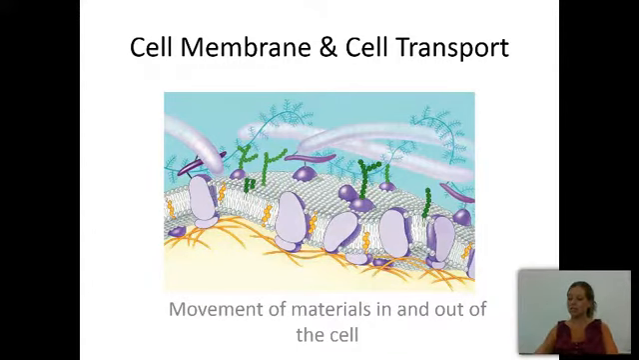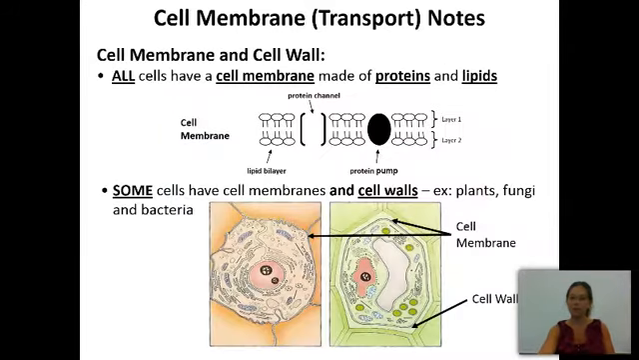Okay, so the first thing you need to do in the top little circle there is define what cell transport is. Cell transport is the movement of materials in and out of the cell. And there is an organelle that is responsible for that, and that is the cell membrane. The cell membrane is responsible for moving things in and out of the cell. That is cell transport.